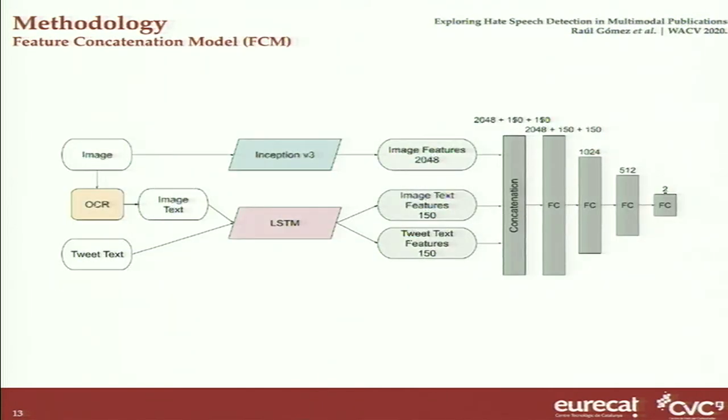This is the first simple multimodal model we proposed. We use the CNN to get image representations and encode both the tweet text and the image text extracted by the OCR as the last hidden state of the LSTM. Concatenate those multimodal features. We add a couple of fully connected layers and train it for hate, non-hate classification.